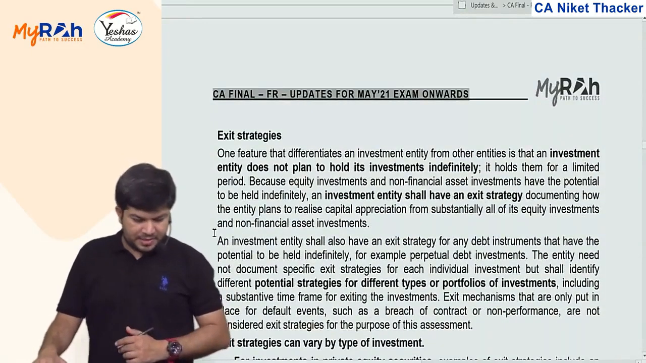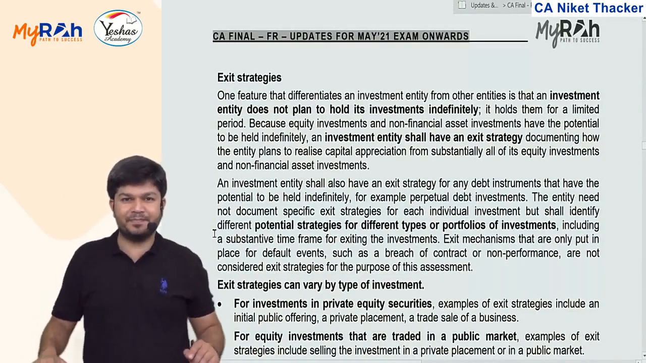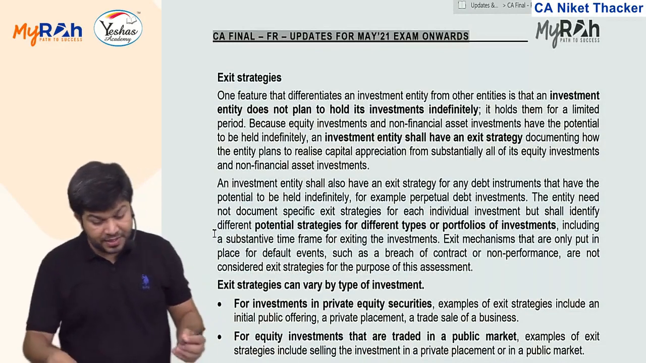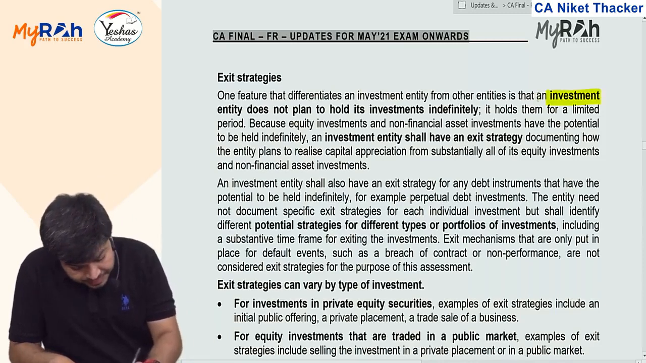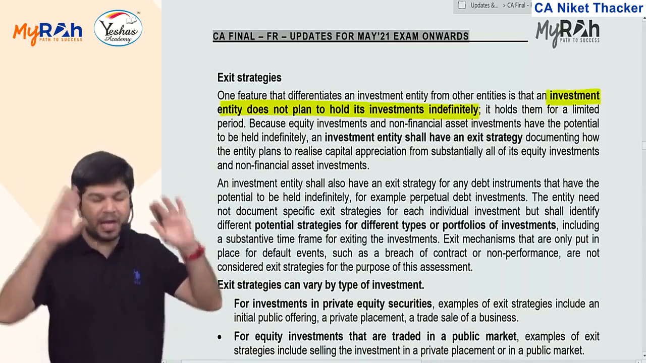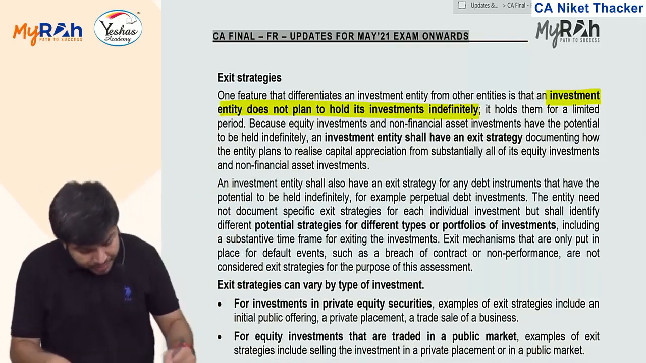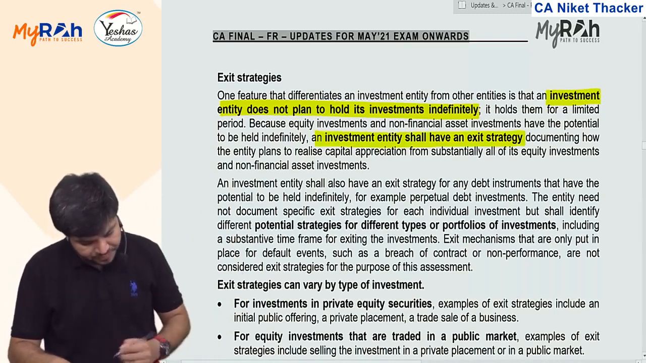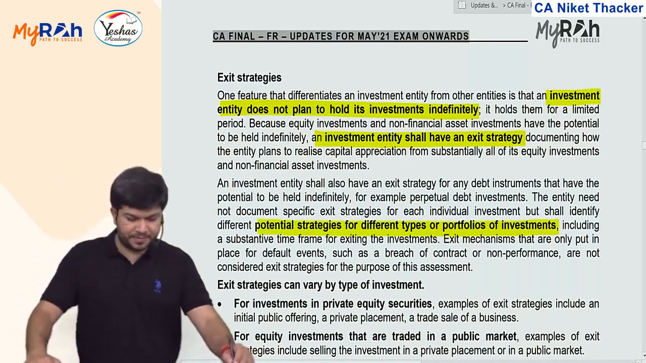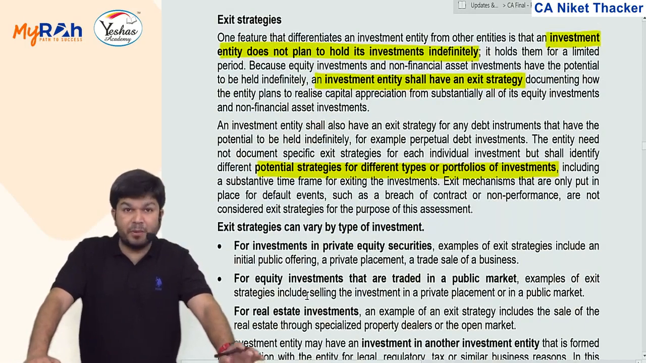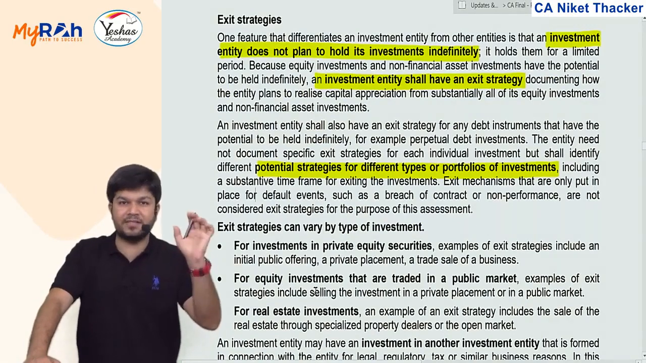Okay. Next, they are telling that an investment entity should have an exit strategy. Some bit of theory is added. An investment entity should have an exit strategy. They cannot plan to hold the investment for a lifetime. They need to have an exit strategy. A different strategy is possible for different types of investment. But they need an exit strategy. ठीक है?